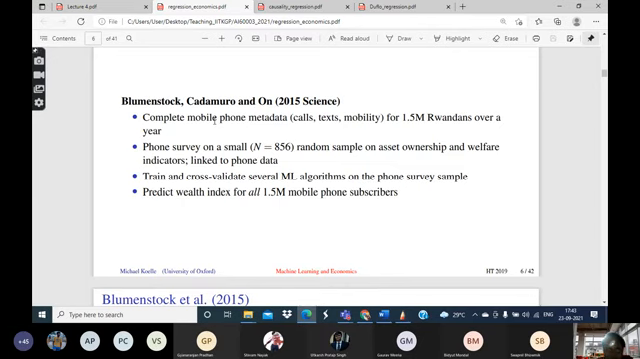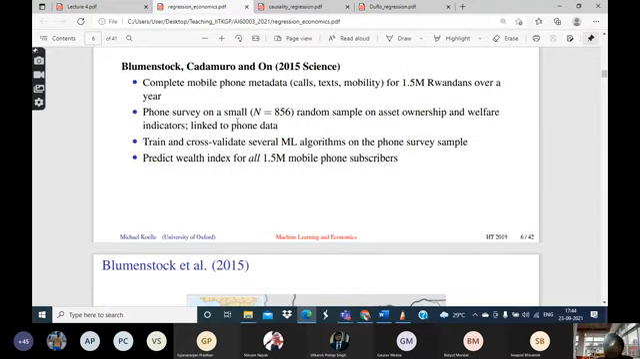So in this case, we can say that y is the thing which we are actually trying to measure. That is to say, the economic condition of every person in the country, but that we are not able to measure directly. So we are taking the help of the proxy variable called z, which is the mobile phone metadata.